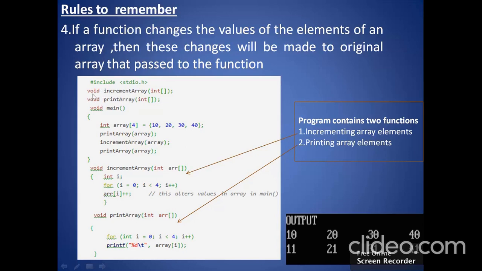So consider the function declaration. At first we will declare the increment array. That is void increment array. Then inside the bracket we will put int, then an empty square bracket.